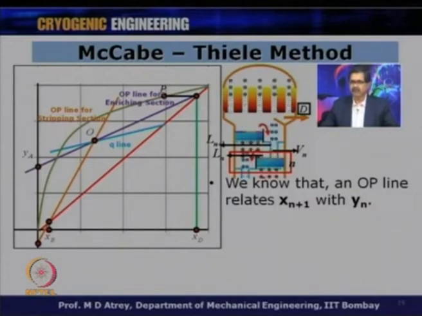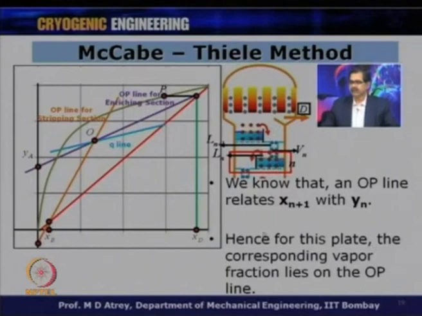So, if I want to find for this xn plus 1 the corresponding Yn which exists on this plate, what will I do? I will keep xn plus 1 constant and come down to the point where it intersects the operating line, because the operating line gives the relationship between Yn and xn plus 1. The point where it intersects the operating line for the enriching section is going to give me the corresponding Yn for this nth plate now.